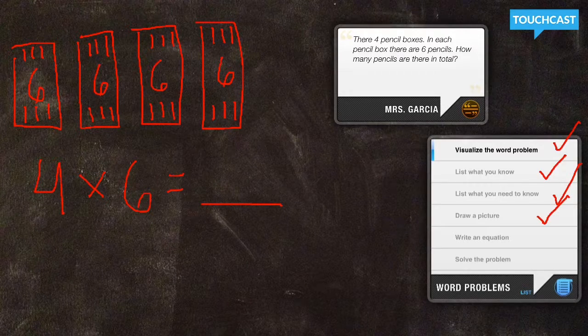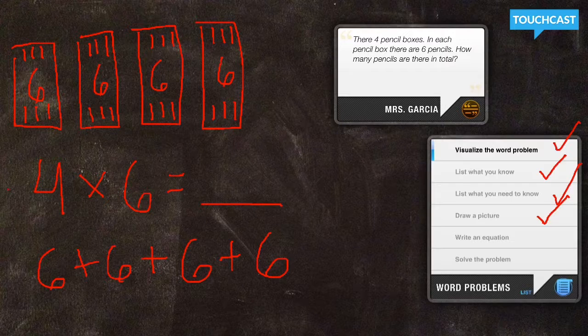Or if that's a little bit too hard for me, and I know I'm trying to add up, I'm trying to figure out how many pencils there are in total, I could also just add 6 4 times. And remember, which is basically the add it strategy. So I could do 6 plus 6 plus 6 plus 6. And this is showing the same thing. 4 times 6 is equal to the same thing as 6 plus 6 plus 6 plus 6. Both strategies work, whatever works best for you. So we wrote our equation, and now we're going to solve the problem.